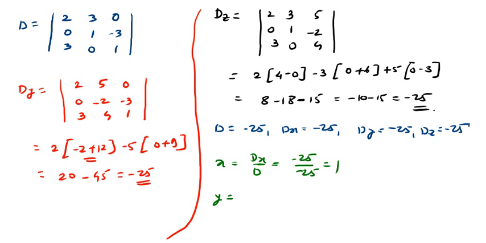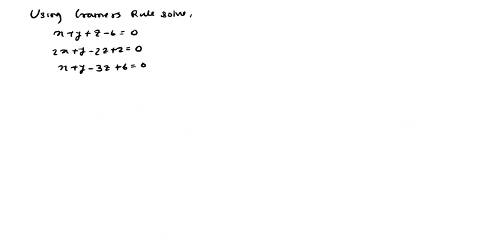y will be dy by d, so this will be minus 25 upon minus 25, which is 1, and also z, which is dz upon d, which is minus 25 upon minus 25, which is again 1. So we got all the values for x, y and z, which will satisfy the given system of linear equations.